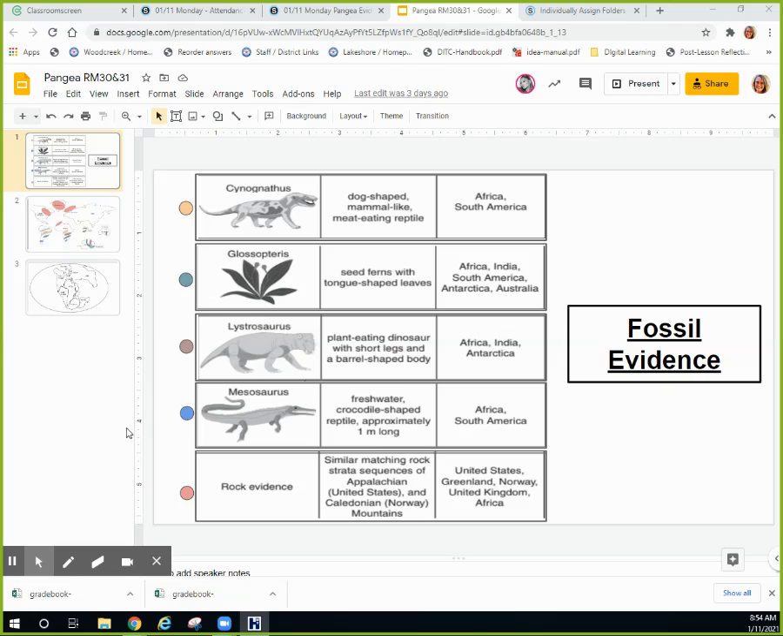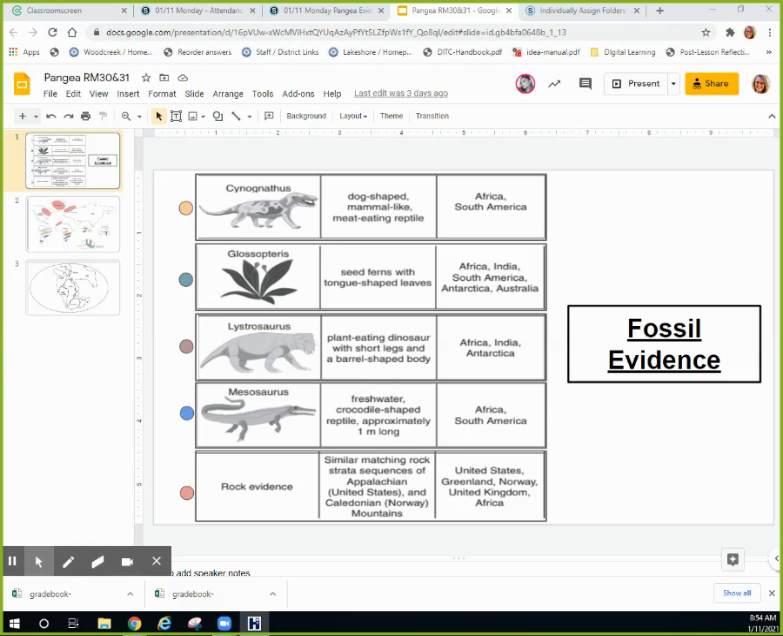Later came along the theory of plate tectonics, which suggests that the plates in the lithosphere are what move our continents apart. Okay? So what you see on this first page is the different types of species that they found.